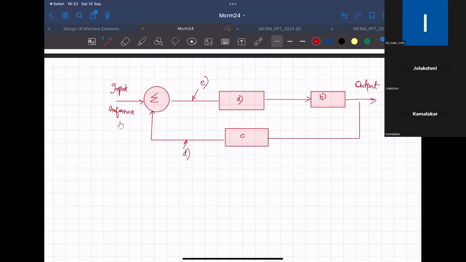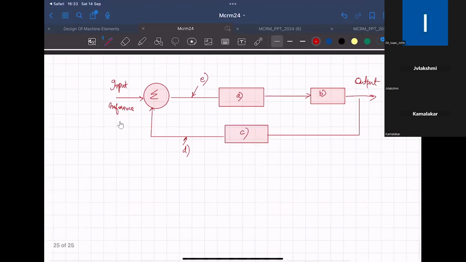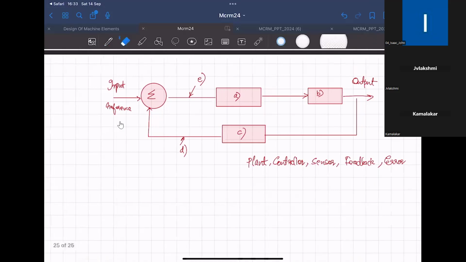So what are the options? We have the plant, the controller, the sensor, the feedback, and the error signal. Which would be the most straightforward thing to put first?